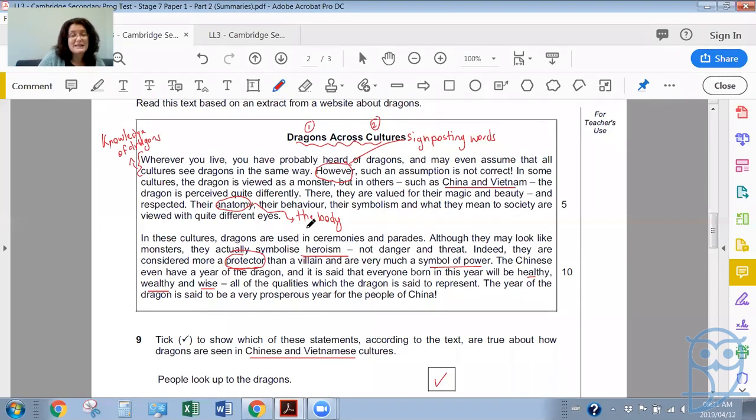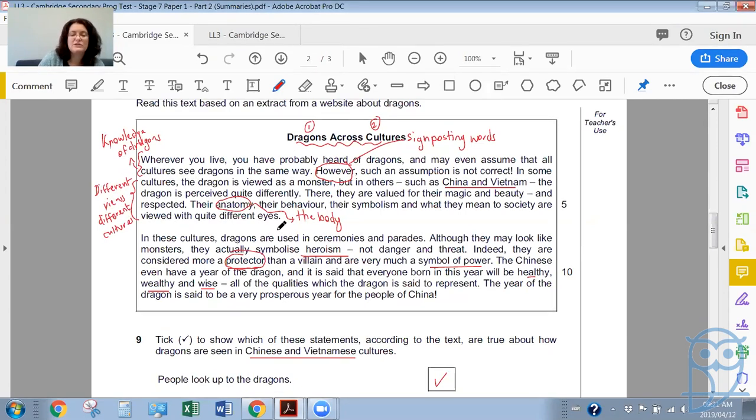Now, it goes into more detail. However, such an assumption is not correct. In some cultures, the dragon is viewed as a monster, but in others, such as China and Vietnam, the dragon is perceived quite differently. So what is the main idea going on here? The main idea is difference, okay? So we could say different views, different cultures. Okay, so I am really summarizing this into keywords that we're going to expand on for our summary. So different views, different cultures. Okay? Or you could have different cultures have different views. Something short and sharp.